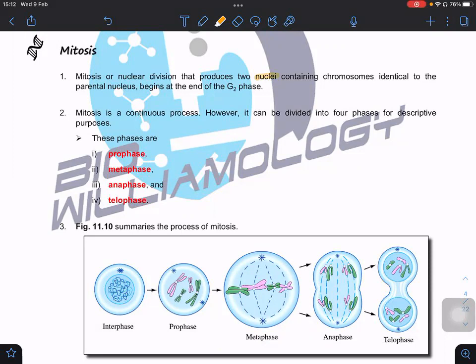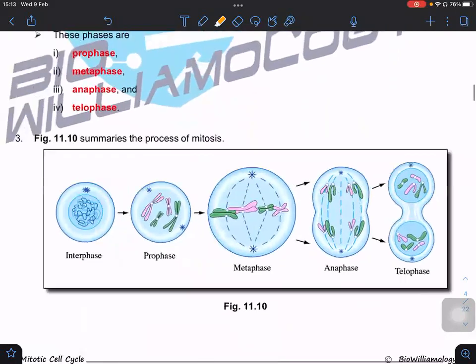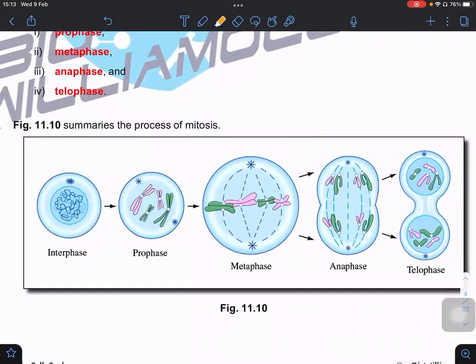If you look at this figure 11.10, it summarizes the process of mitosis. If you look at this diagram, we have the interphase. In interphase, basically, you won't see any chromosome yet. Can you see the chromosome? You won't be able to see the chromosome. What you see here is chromatin. Can you pick out this is 1 chromosome, 2 chromosomes, 3? Impossible, because at this moment they are in the form of 10 nanometer fiber or 30 nanometer fiber chromatin.